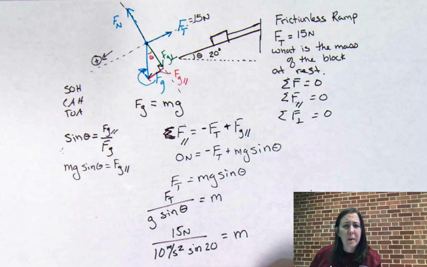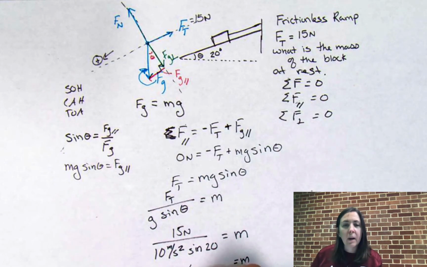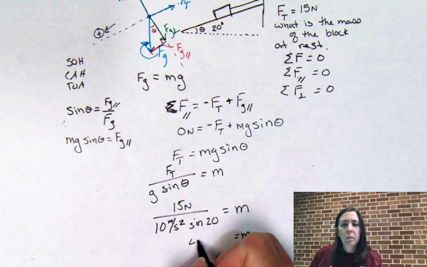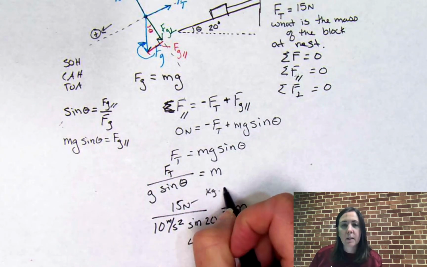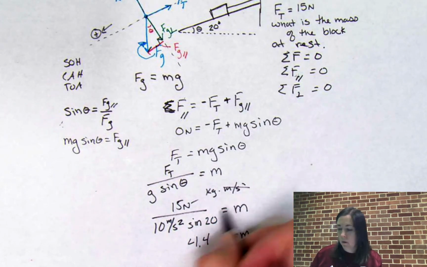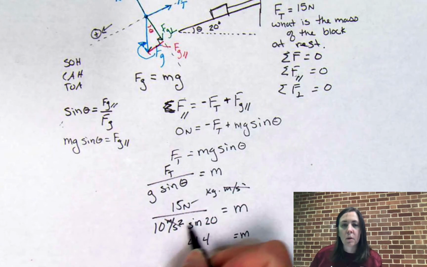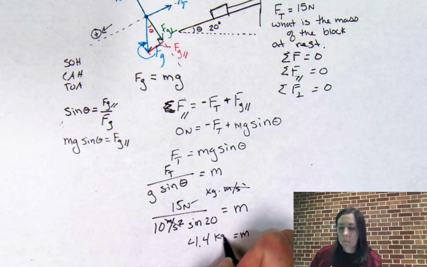And if I did all of my math right, I think that's going to give me a mass of about 4.4. And the unit on that, remember, a Newton is a kilogram times a meter per second squared. So the meters per second squared in the numerator will cancel with the meters per second squared in the denominator, and you're left with 4.4 kilograms as the mass.